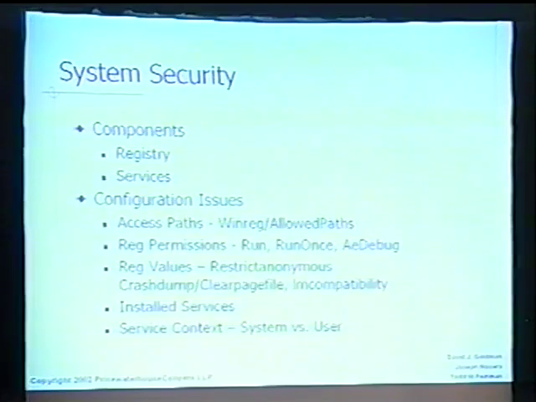And of course, there's the allowed paths. These are things that don't adhere to the permissions on that WinReg key. Registry permissions: in general, there are a lot of keys that normal users will be able to run programs from, like the Run key, the RunOnce key, the AeDebug I just described. So you need specific permissions on these to prevent people from actually changing them. Registry values, the RestrictAnonymous key, crash dump, clear page files. These are the types of keys you need to audit. We're going to talk about some of these in a minute.